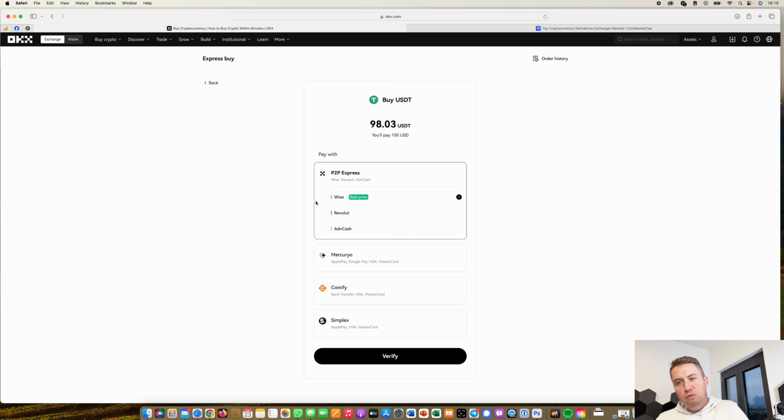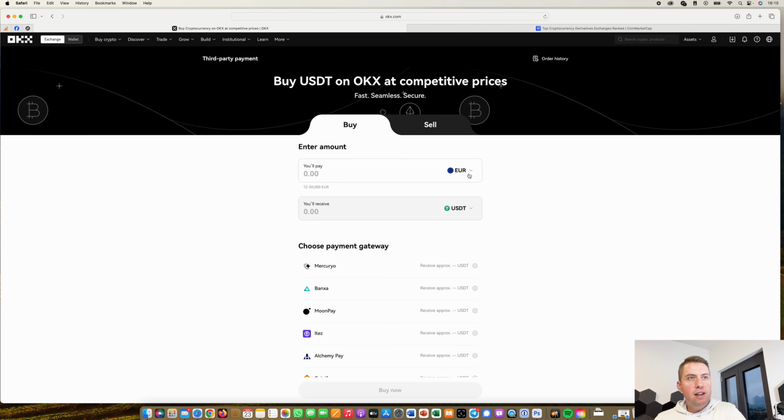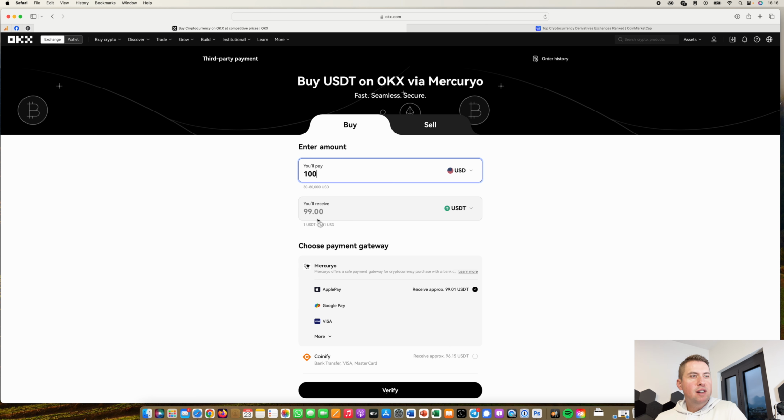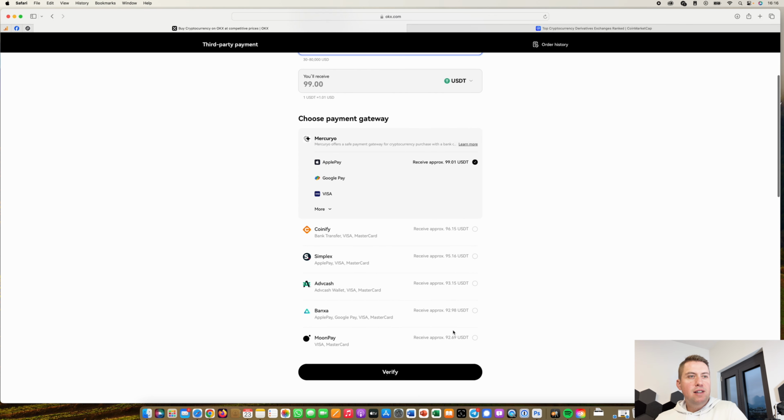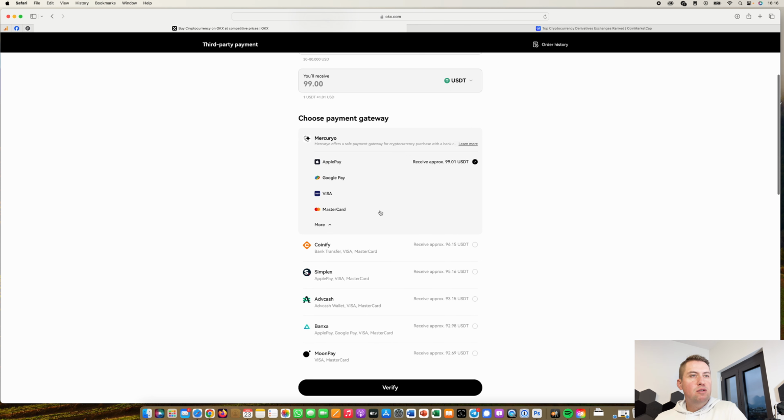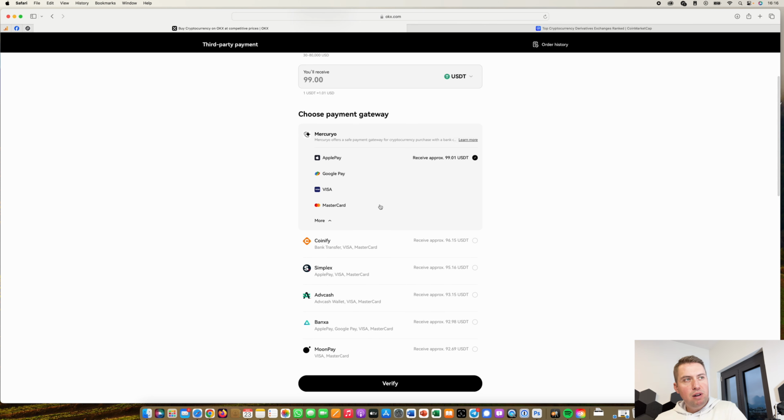So I wouldn't really recommend using any of these express buy options or even the third-party payment options because it's basically similar. You can say, okay, US dollar 100, and then you should get 100 USDT. However, as you can see, it's usually around 96. And here, as I said, once you do that, they will still charge you a little fee for that. So you have to keep that in mind.